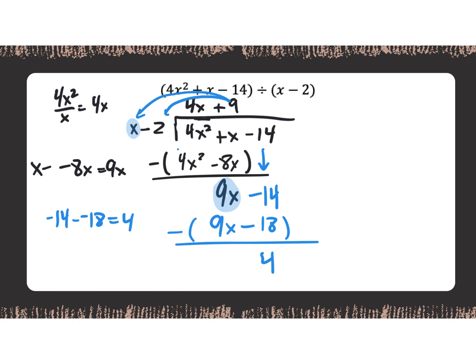So how I want you to write that: you can write remainder 4, or you can write this as 4x plus 9 plus your remainder 4 over the number you're dividing into your polynomial, x minus 2. I'll repeat that. If you have a remainder, you can either literally write the word remainder and the number 4, or you can write it as the addition of 4 over the number you divided into your polynomial. In this case, it was x minus 2.